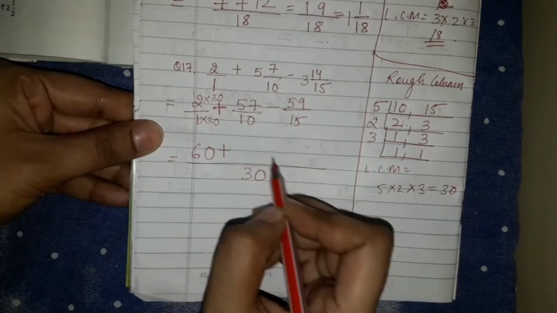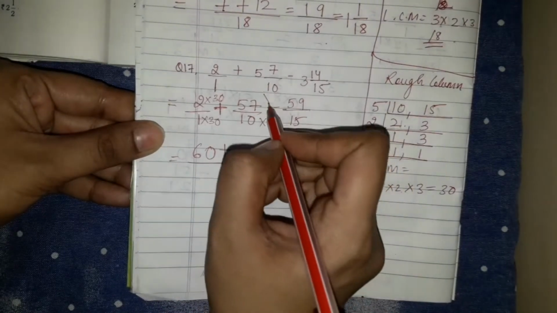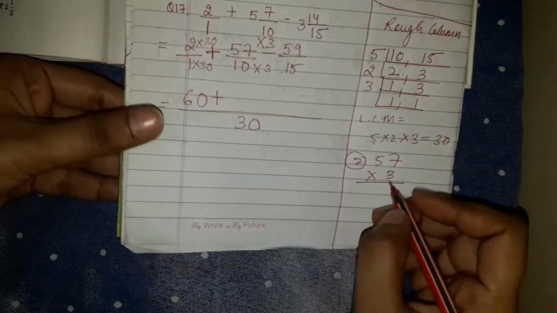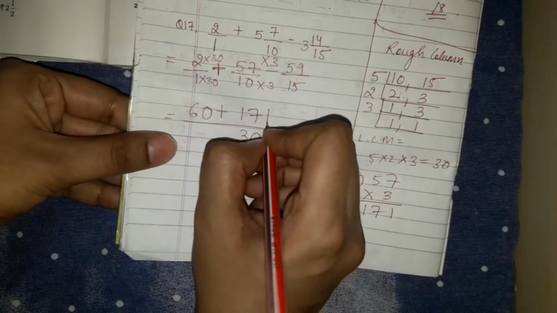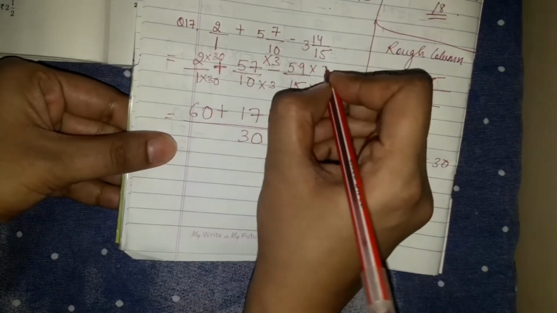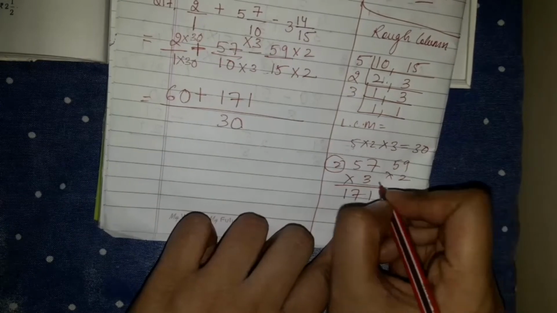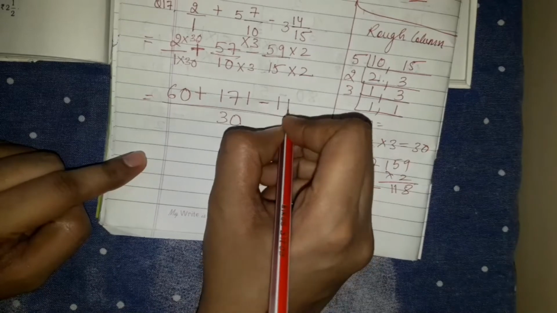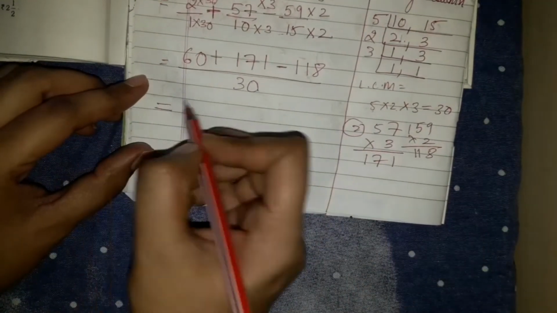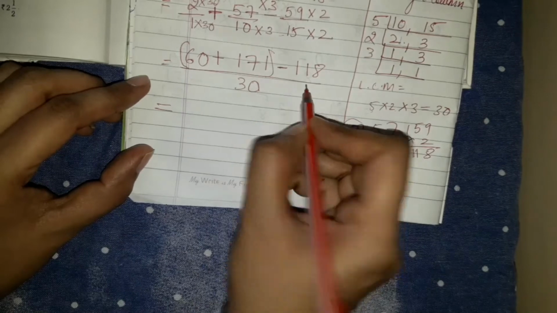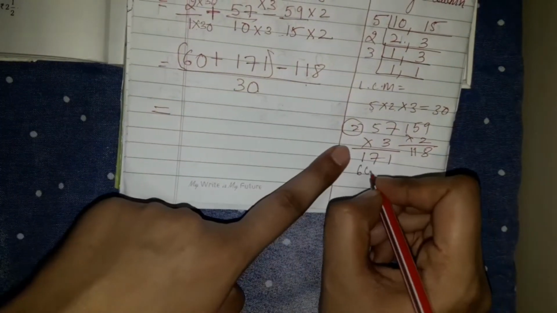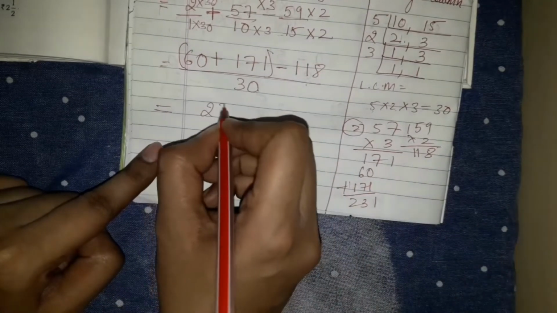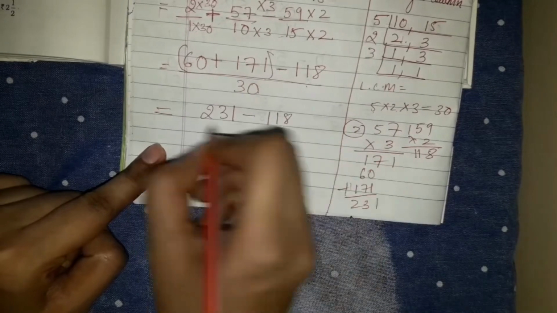Plus sign. Let's see 30 will go how many times in 10's table? 3 times. Now 57 into 3, you can go in your rough column and multiply. And this, it will go how many times? 2 times. So 59 into 2, 18. Okay, let's first add these two numbers and then we will subtract. So 60 plus 171, 231 minus 118 upon 30.